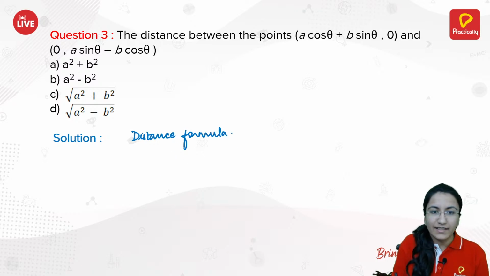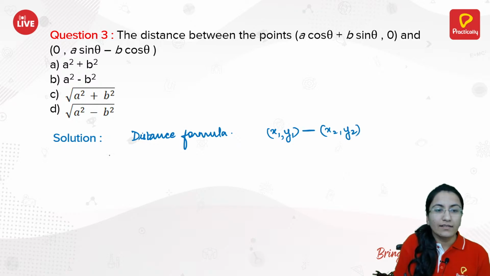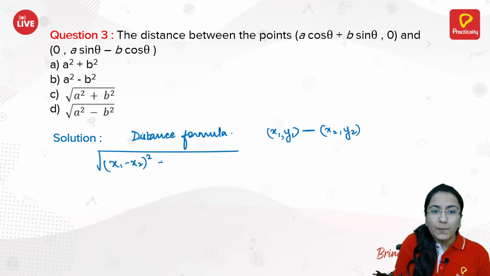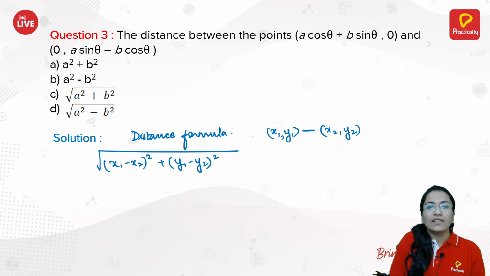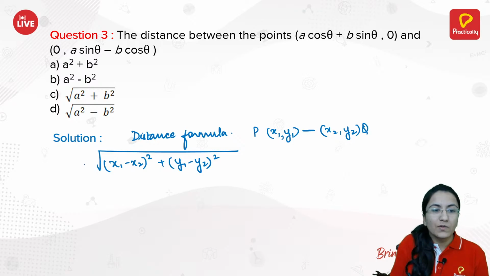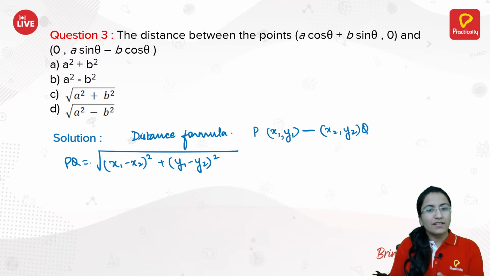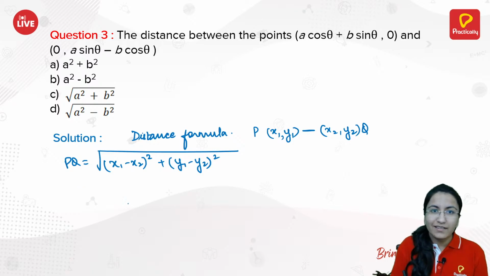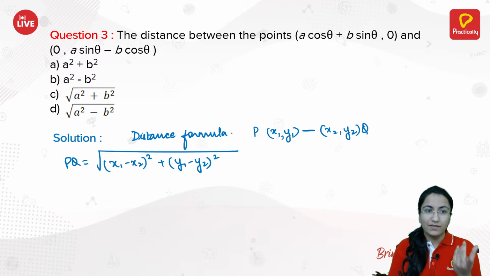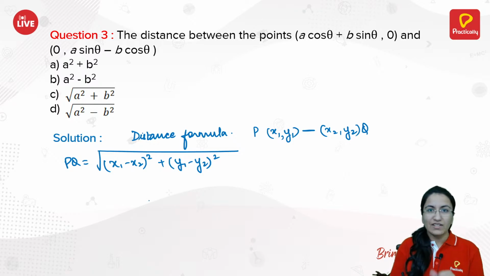So the distance formula says if we have points x1 comma y1 and x2 comma y2, the distance between these 2 points is given by under root x1 minus x2 whole square plus y1 minus y2 whole square, right? If one point is P and another is Q, then PQ is given by this. So just substitute the values and solve for it. We need to simplify it, right? Because we can see in the options there is no theta. So simplification is required.